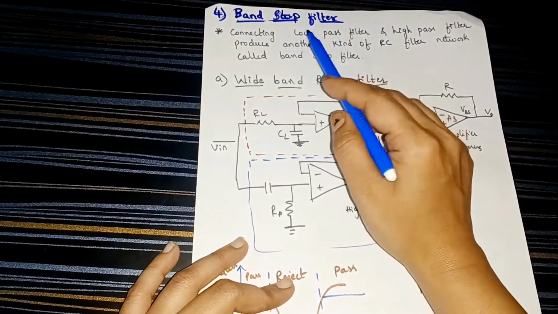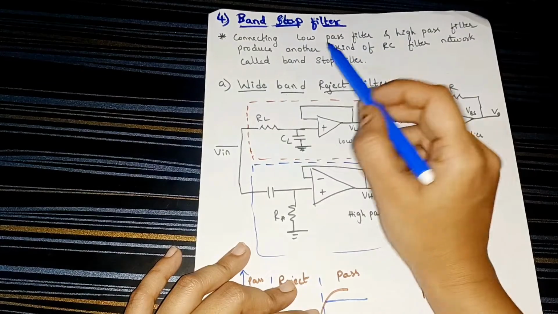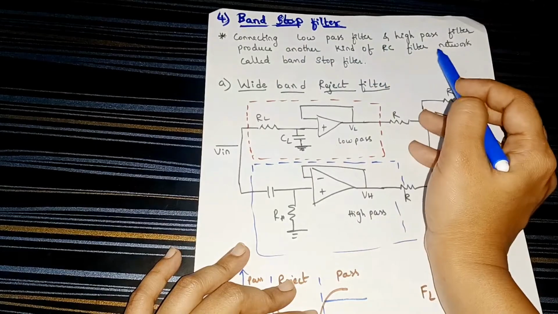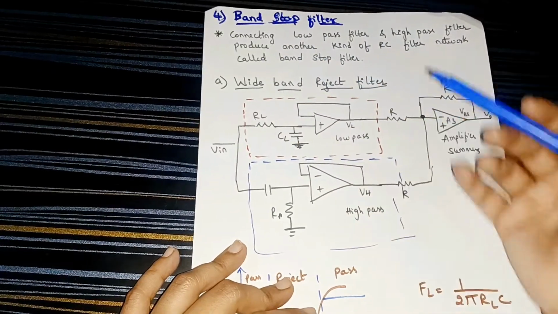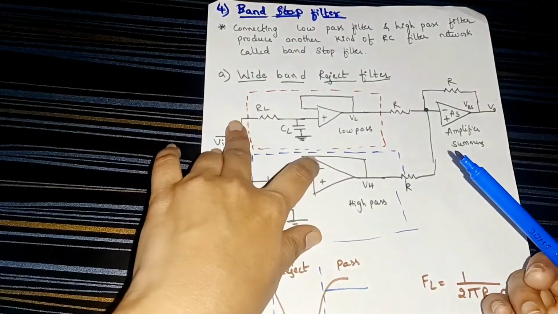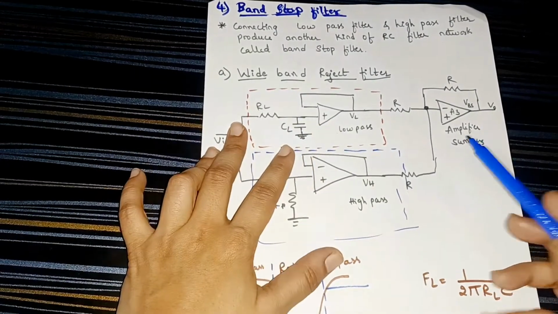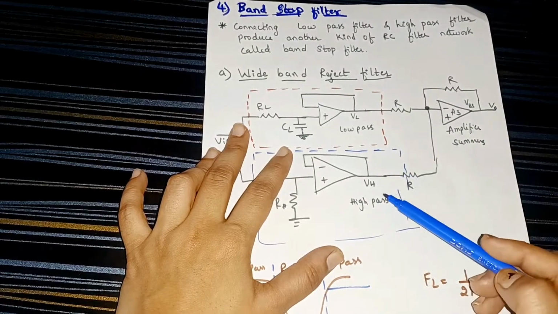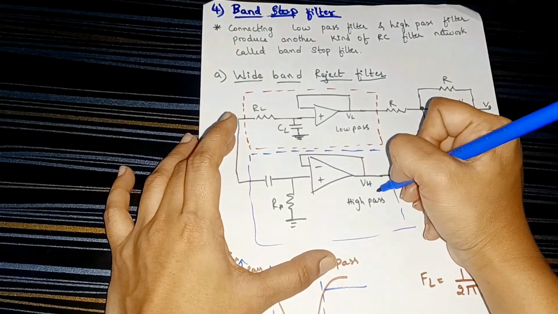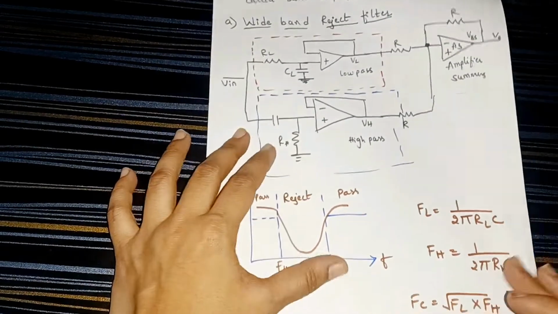Next we have the band stop filter, which also comes as a wide band reject filter and a narrow band reject filter. Connecting a low pass filter and a high pass filter produces another kind of RC filter network called a band stop filter. When we connect a high pass filter and a low pass filter together, we get a band stop filter, called an amplifier summing of low pass and high pass. With a first order low pass and first order high pass we get our wideband rejection circuit.